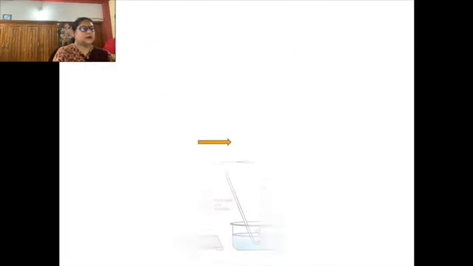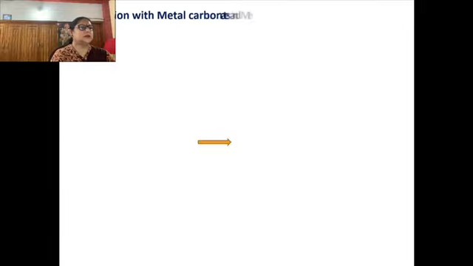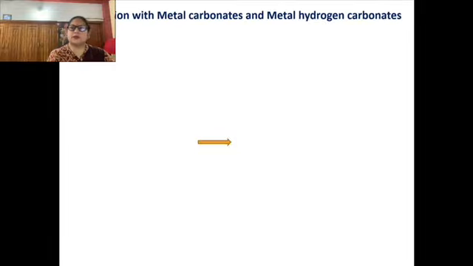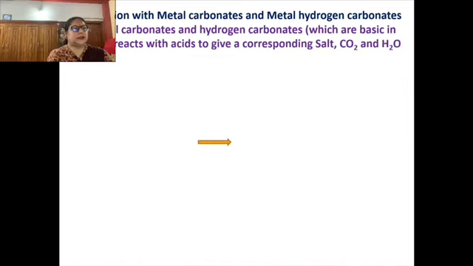Next we consider the reaction with metal carbonates and metal hydrogen carbonates. The main thing is that metal carbonates and metal hydrogen carbonates are both bases, mainly mild bases, and we know that an acid when reacting with a base forms salt. This case is similar, since both metal carbonates and metal bicarbonates, or hydrogen carbonates, are basic in nature. So acid reacts with these carbonates and forms salts and releases carbon dioxide and water.